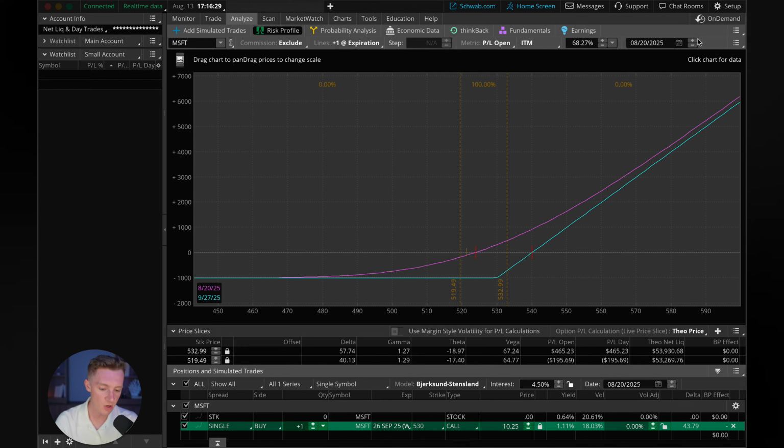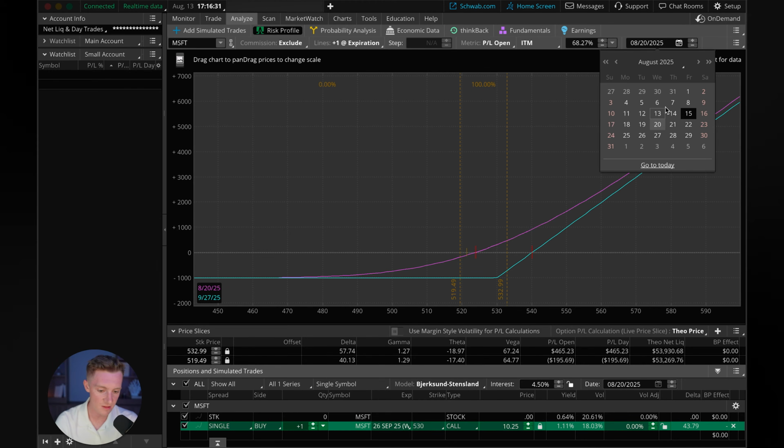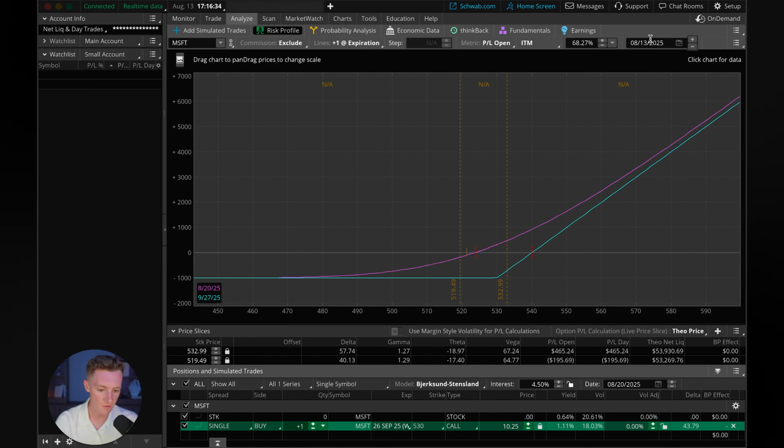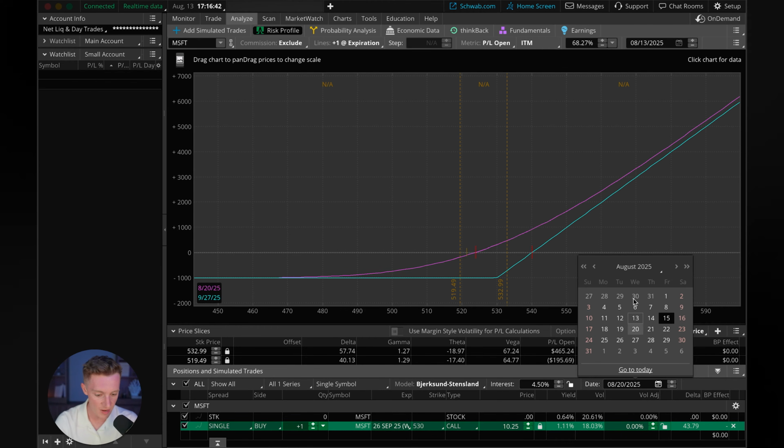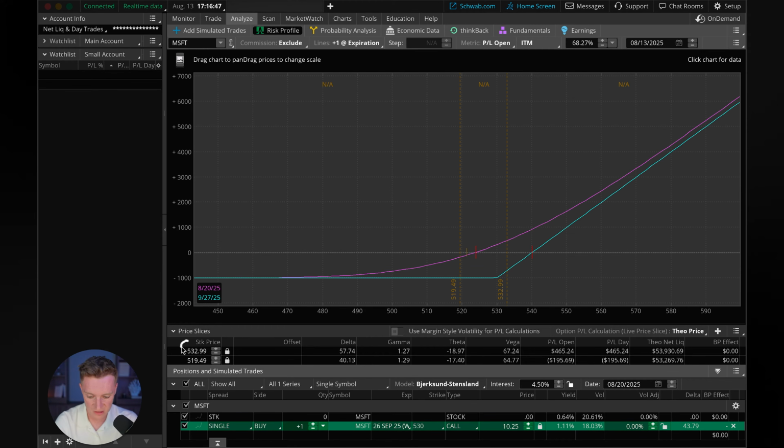Okay, so current day is going to be the 13th of August. If we entered these on the 13th of August and we got filled at 10.25 per contract, we're then saying, hey, by next Wednesday, the 20th, if Microsoft hits 532 a share or 519 a share, we will make or lose X amount. So if we hit our take profit, you could see under P&L open and P&L day.